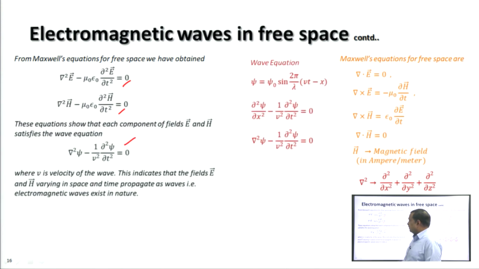This is the wave equation, del square psi minus 1 by v square delta 2 psi by delta t square equal to 0. This is the wave equation. You know this equation. This is the equation of a plane wave propagating along x axis with velocity v.